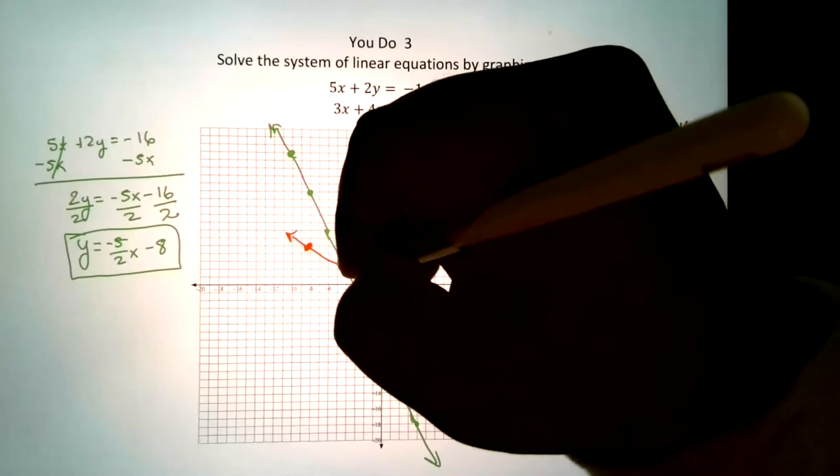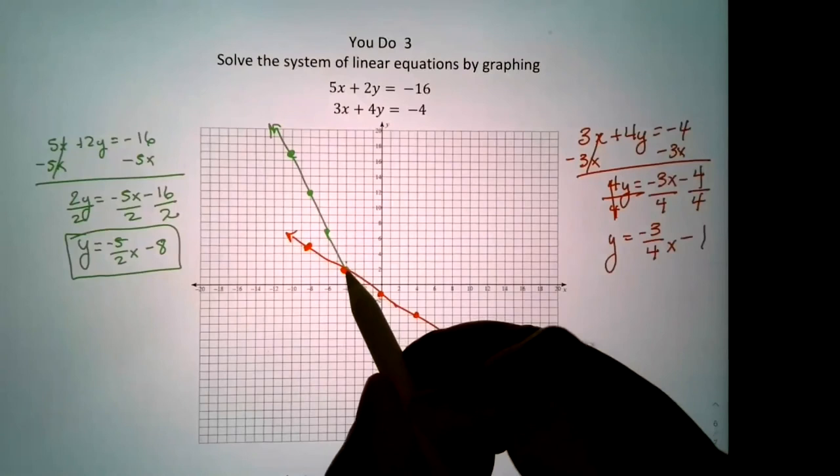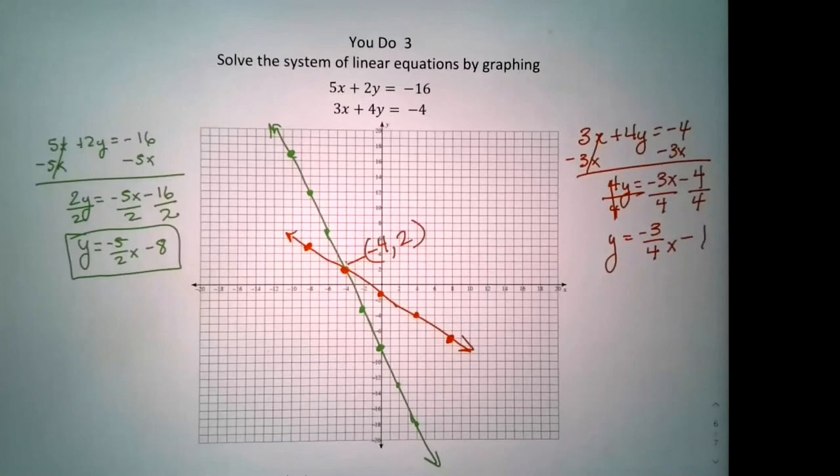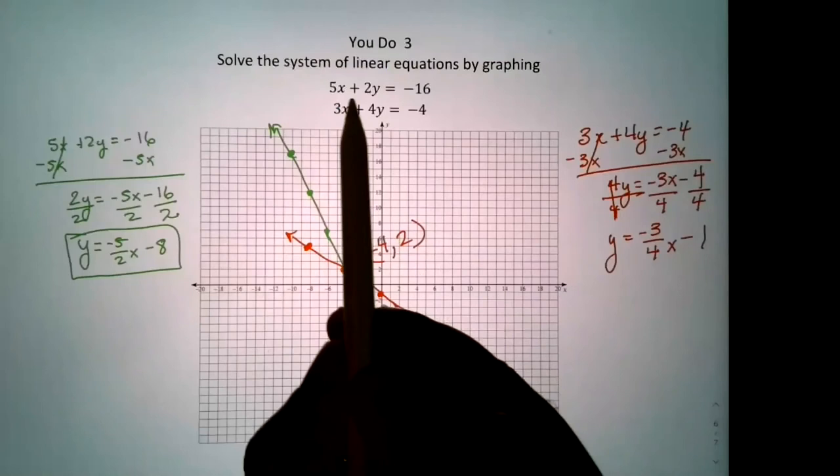All right. And they cross. It looks like this is negative 4 and 2. So it looks to me as if they cross at negative 4 and 2. Now, before I say yes, I want to check these. This is how I check them. I put them back into the equations. So this is my x value. This is my y value.